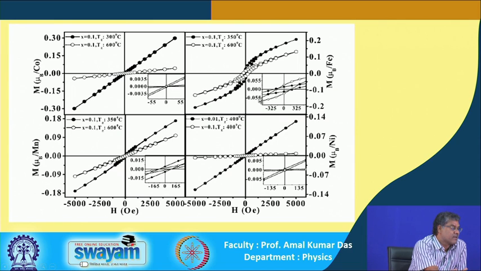You can see clearly it is not a single line passing through the 0, but they are cutting this y axis at this point and x axis at this point. So, this is the coercivity, and this is the remanent magnetization. So, you can find out the value of this coercivity and remanent magnetization.